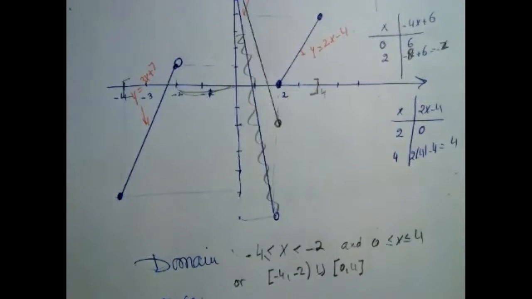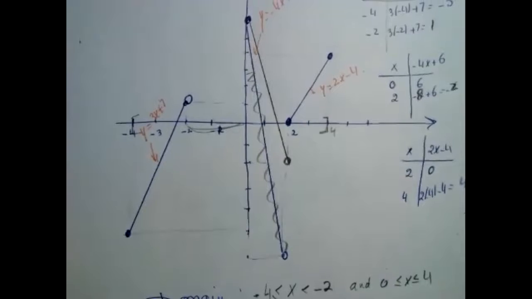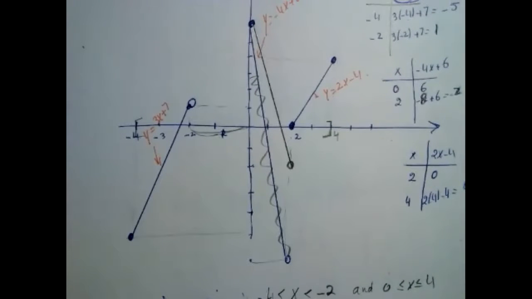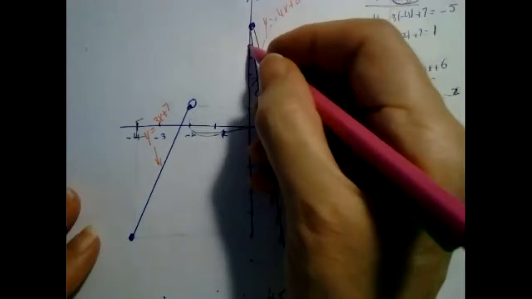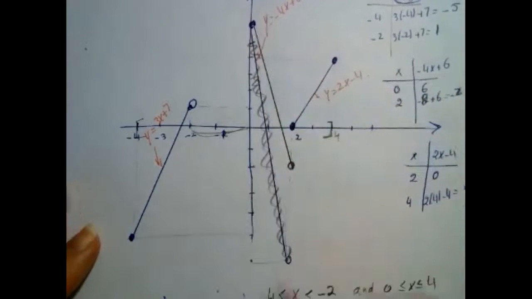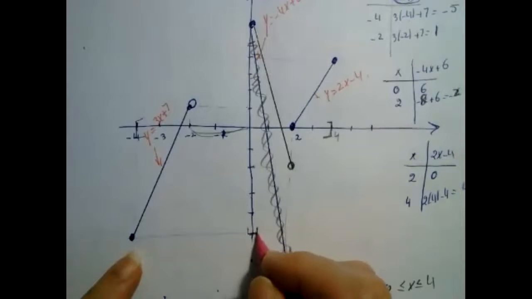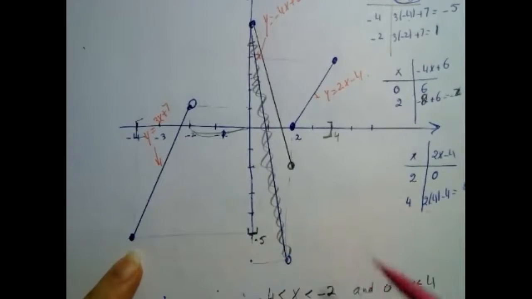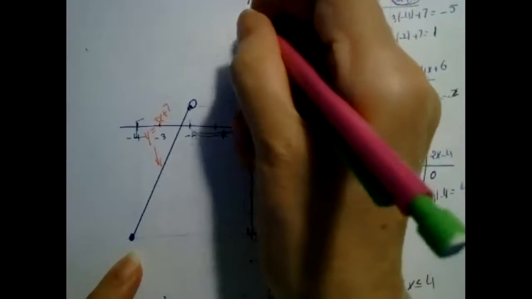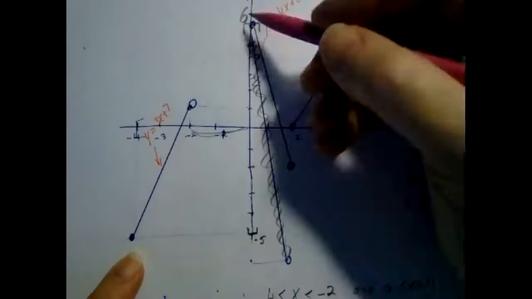Now, what's the range? Range are the y values. And as I told you before, the only way we're going to find the range in this class is by looking at the graph. And be careful, this is the wrong part. This is my mistake. So what's the range here? What are all the y values? -5 all the way to 6. Absolutely correct. This is the range.